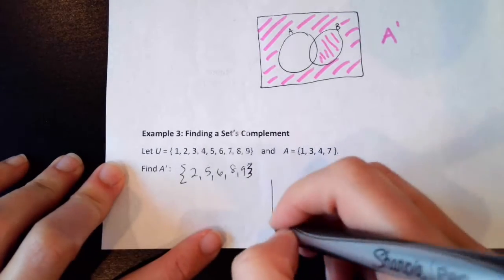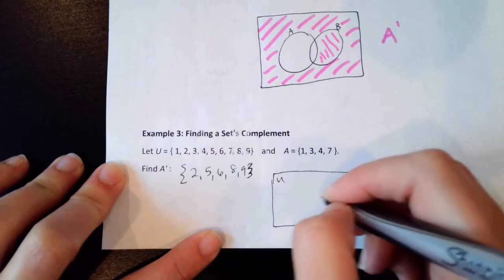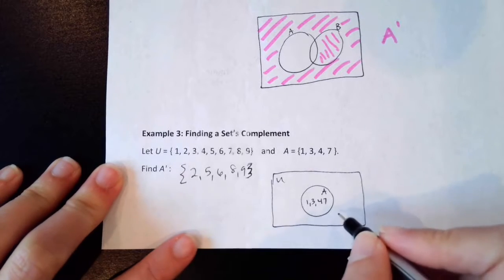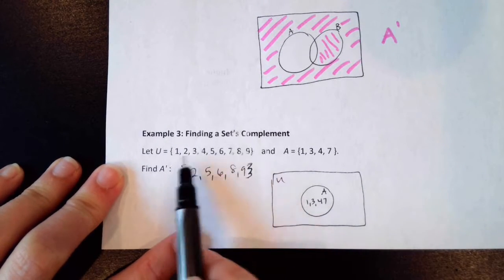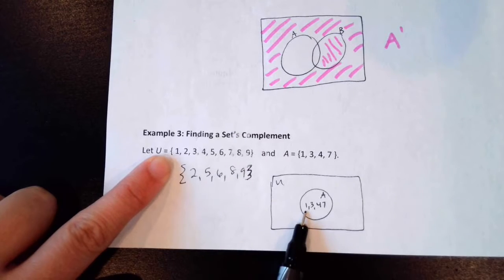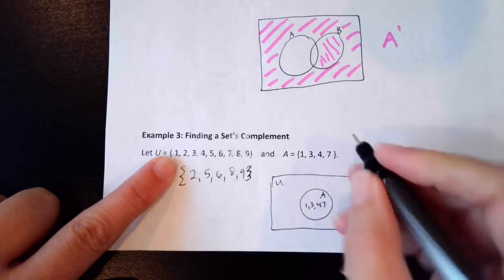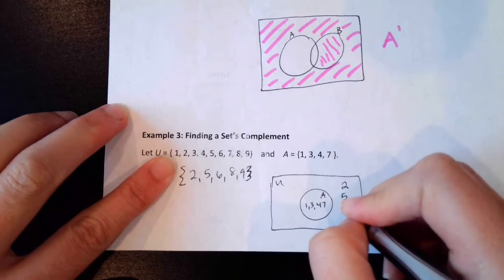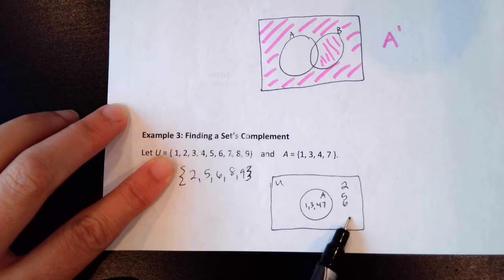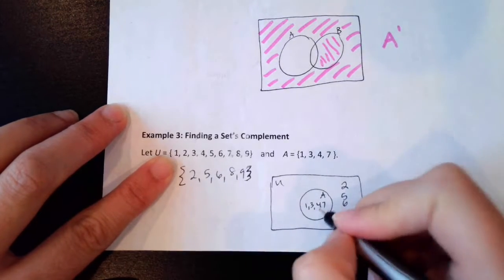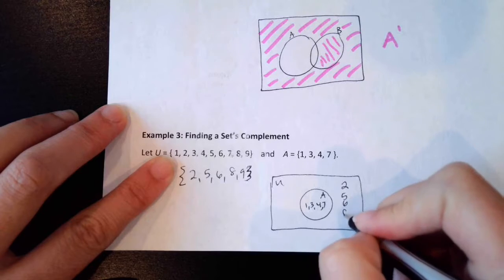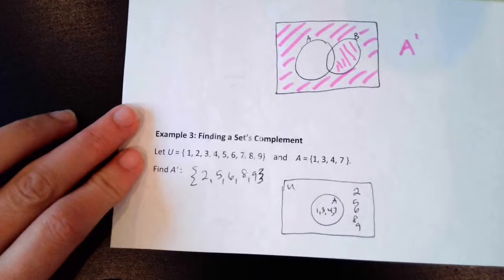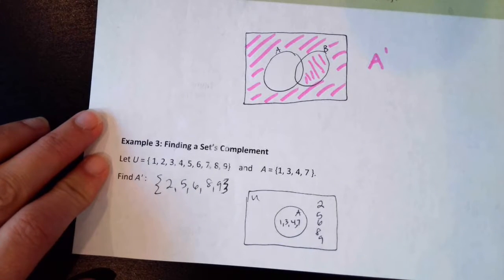But if you want to draw a picture, you can draw your U, and then your circle can be A. I know that I have 1, 3, 4, and 7 inside A, and all these other numbers are in U. So I have 1, but I already wrote it down, so I don't need to write it again. 2 I don't have yet, so I'm going to put 2 out here. 3 and 4 I put in here. 5 and 6 are not written down yet, so I'm going to put them out here in the rectangle. 7 I already wrote down, but I forgot a comma. And then 8 and 9. So if you want, you can draw a picture like this to help you see where your numbers are sitting in the rectangle if you're a visual person.